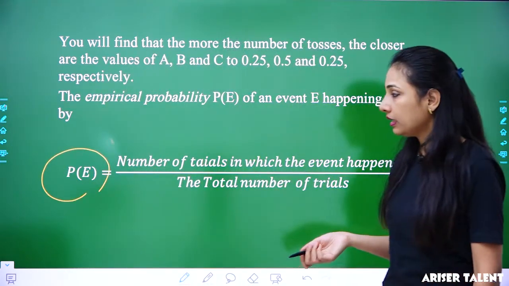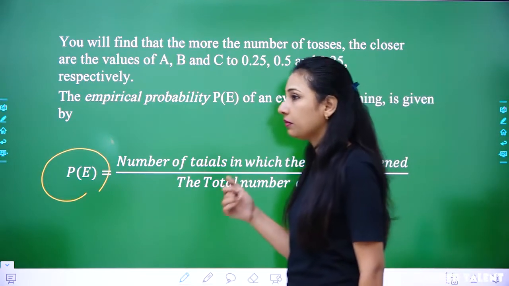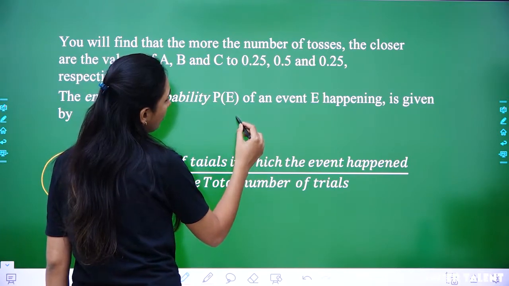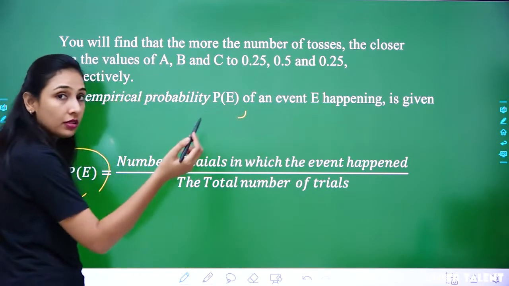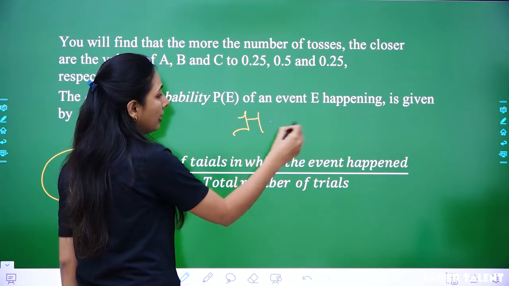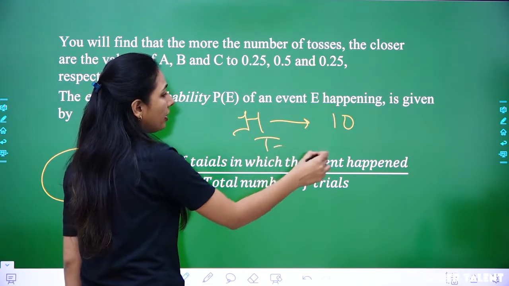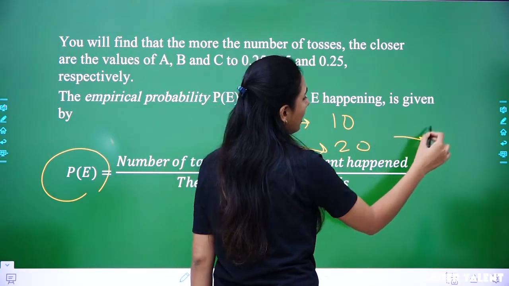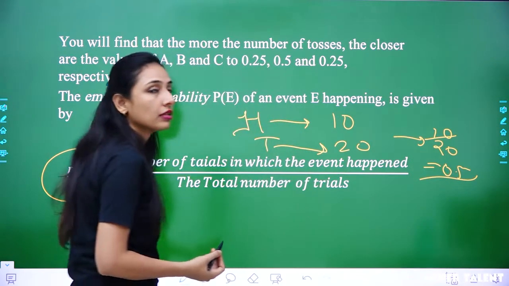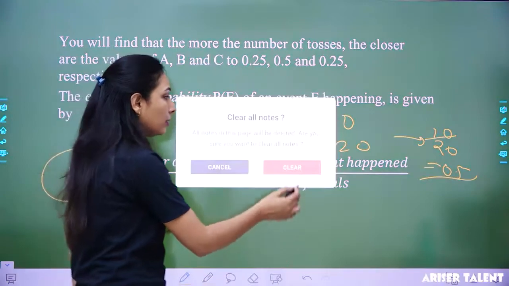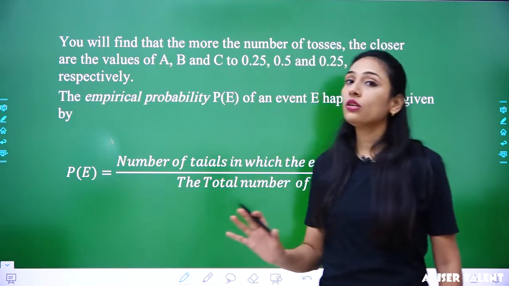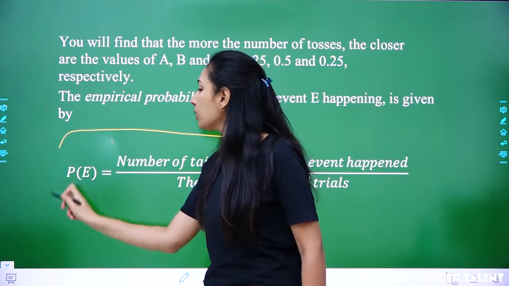Then what you have to do is divide the number of events in which a head came, say 10 times, by the total number of events, which were 20. Then you will get 10 by 20, and you will get 0.5 as your answer. So this is going to be the method, and it will be clearer and easier for you students when you do the questions. Now, is it clear to you from here till there?